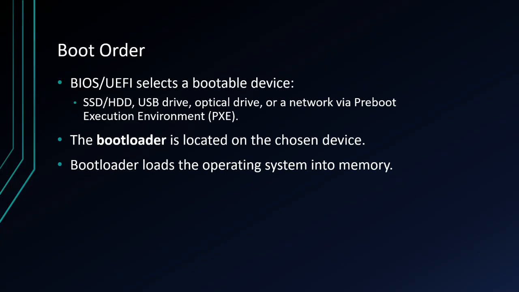Now the computer needs to decide where to look for the operating system. That's where the boot order comes in. Common boot devices include SSDs and HDDs, USB drives, optical drives, and network boot systems like Preboot Execution Environment. Once it finds a device with a valid bootloader, it prepares to pass control from the firmware to the operating system software.